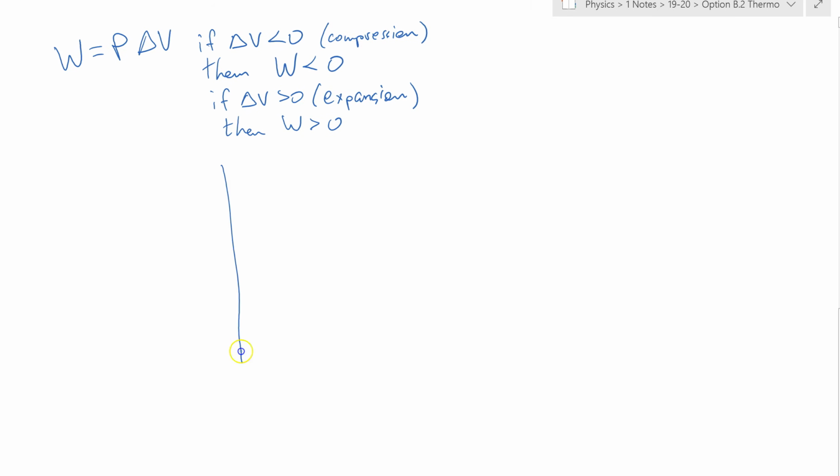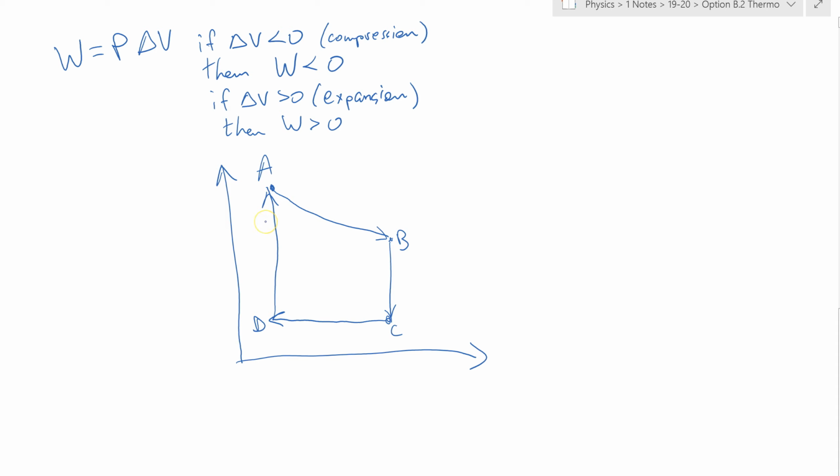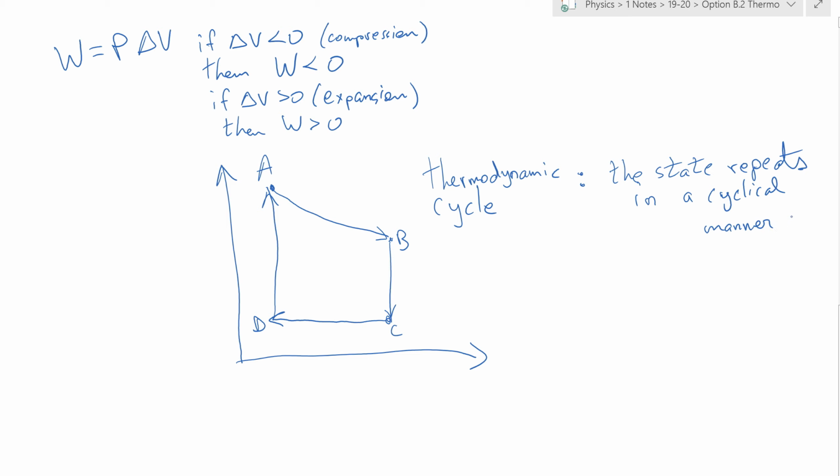But what if there's a PV diagram and you have a process that goes from A down to B like this, and then it drops straight down, let's say, to C, and then it goes horizontally back to D, and then it goes straight up back to A, and it starts over. This is called a cycle, or a thermodynamic cycle. It's when the state of a thermodynamic system goes through some changes, but then ends up back where it started, or the state repeats in a cyclical manner. And you might notice that there's an area that's enclosed here.